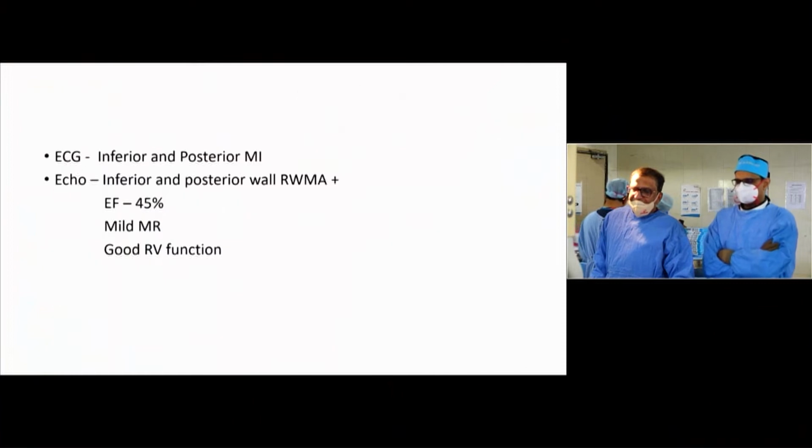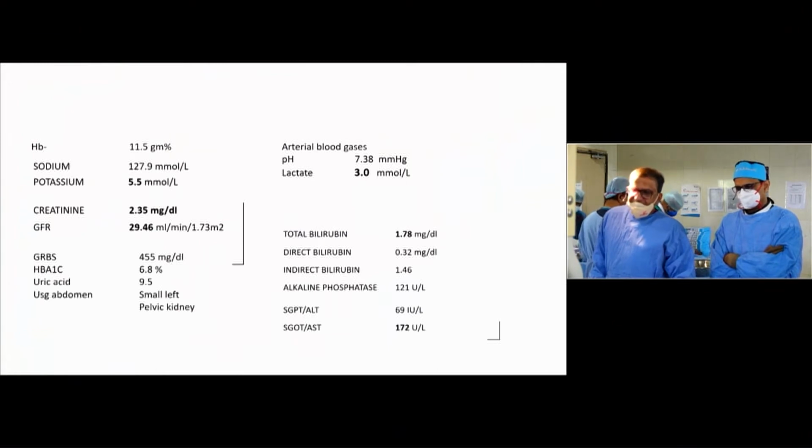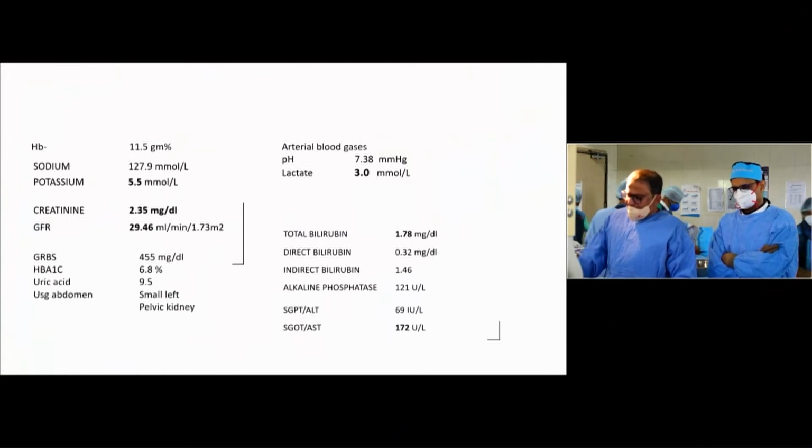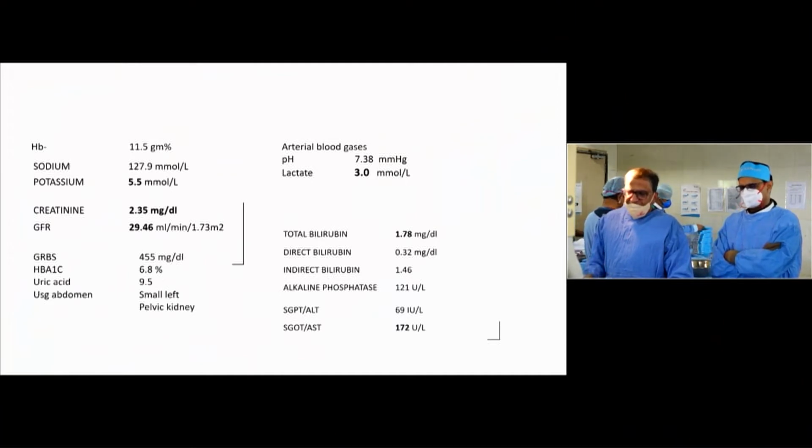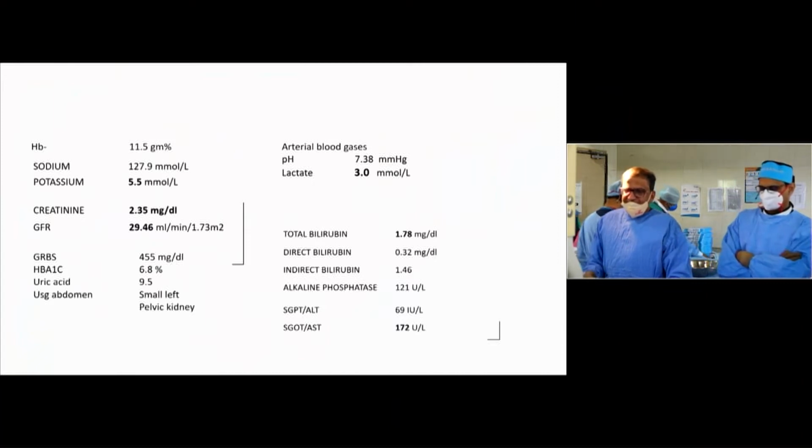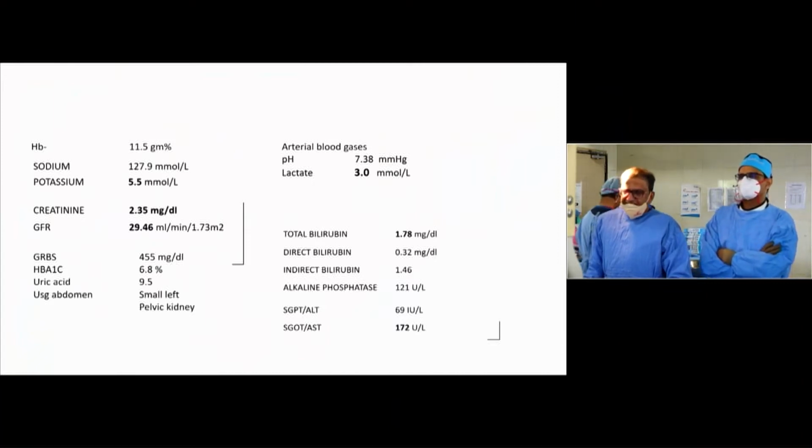Next slide. So echo showed a mild LV ejection fraction of 45%, mild mitral regurgitation and good RV function. Next slide. So we counseled the patient. When he came to our hospital, he already said that he had CKD and creatinine was 3. He was very confident about it. So we counseled the family that in spite of his CKD, we have to go ahead and do a primary PCI. It will benefit him a lot. With the risk of dialysis and with nephrology backup, we took him for a primary PCI.